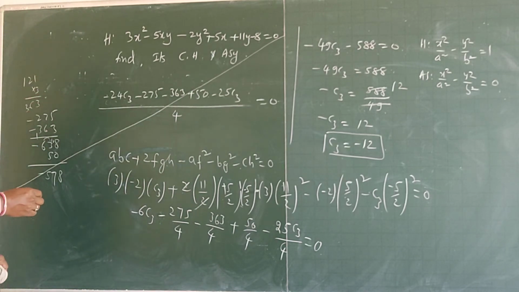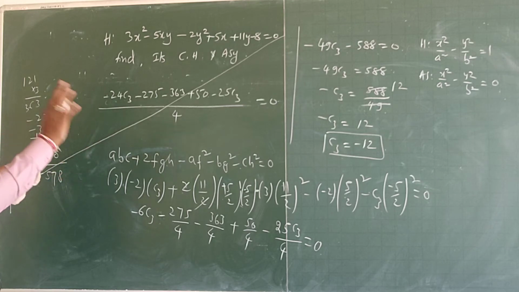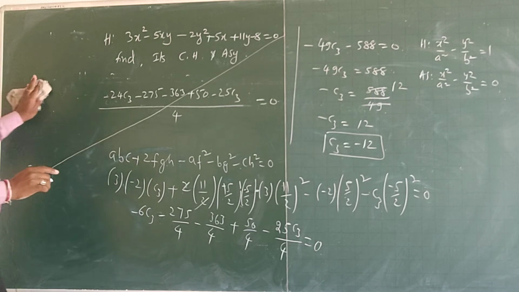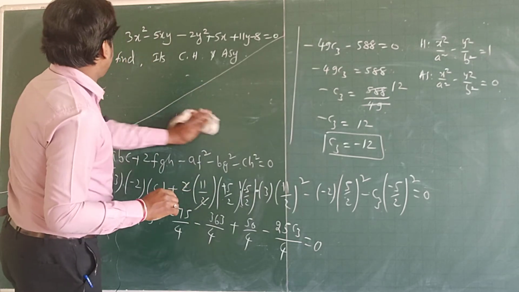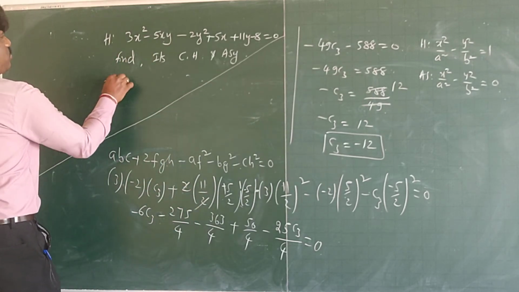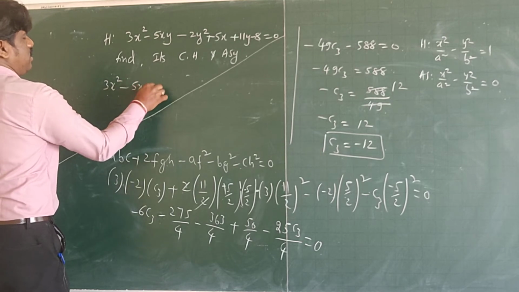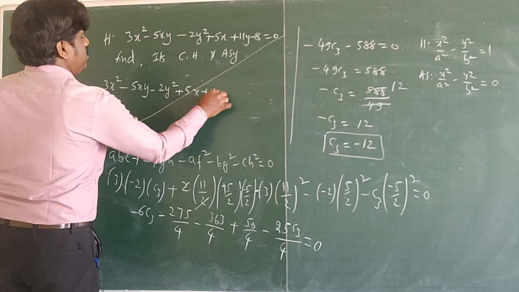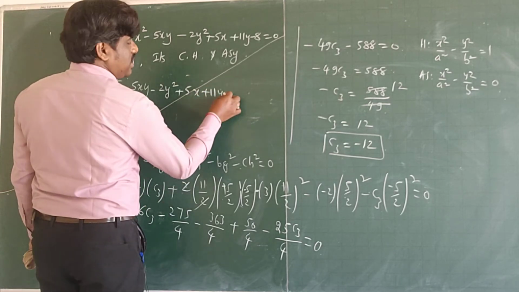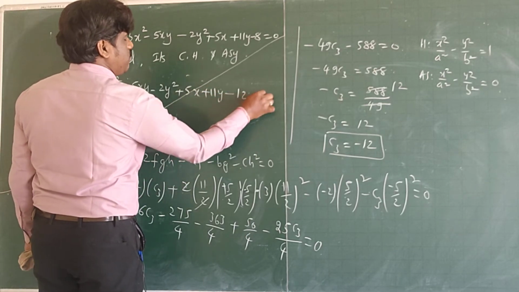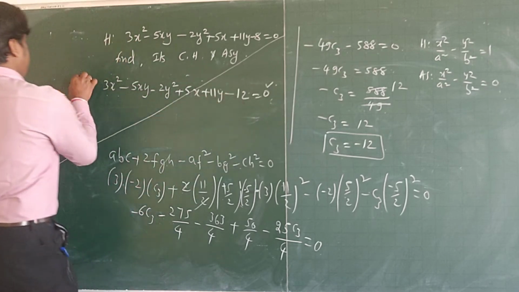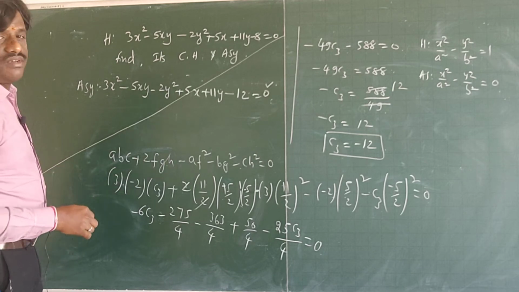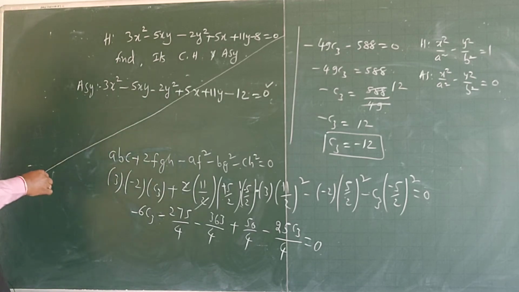So the equation of the asymptote of this hyperbola, if we cancel it, C3 is minus 12. So the equation of this asymptote will be 3x square minus 5xy minus 2y square plus 5x plus 11y, and C3, that is minus 12, is equal to 0. This is the equation of asymptote, and it is asking about the equation of conjugate hyperbola.